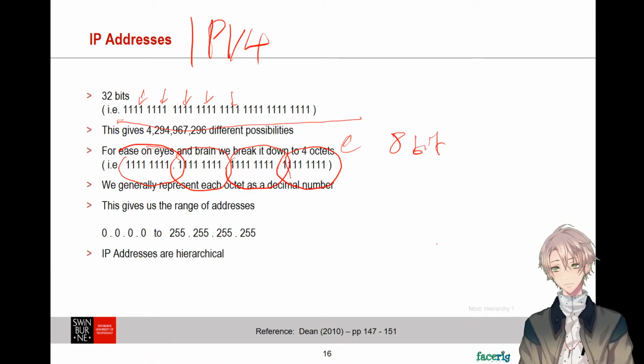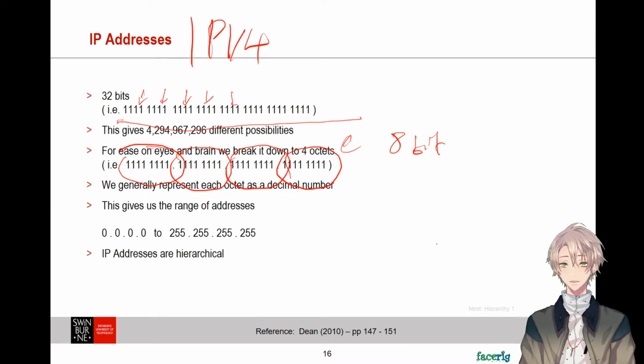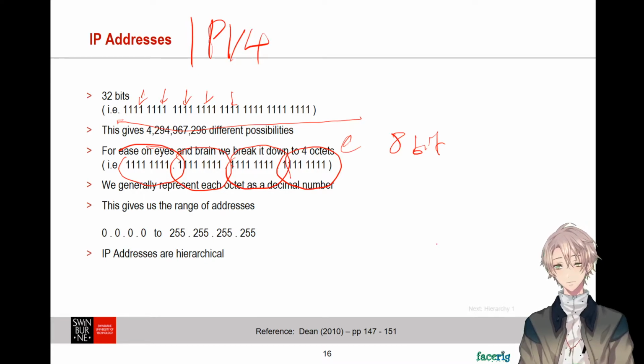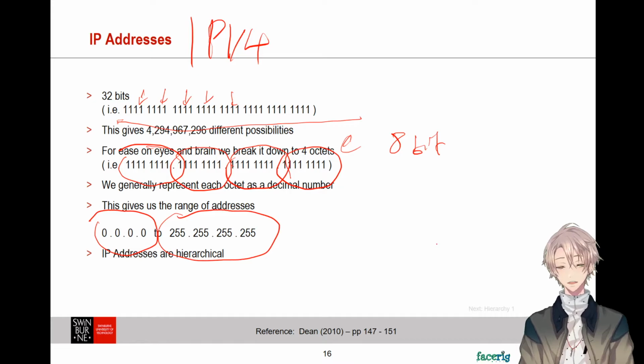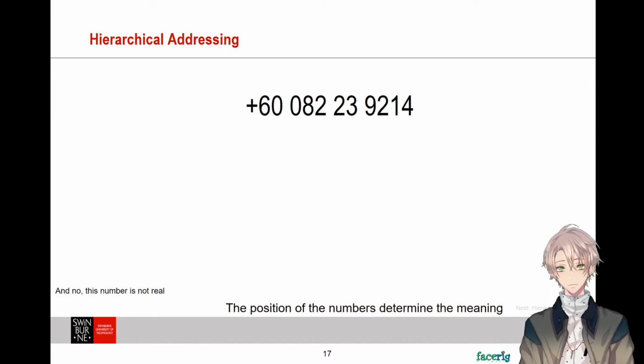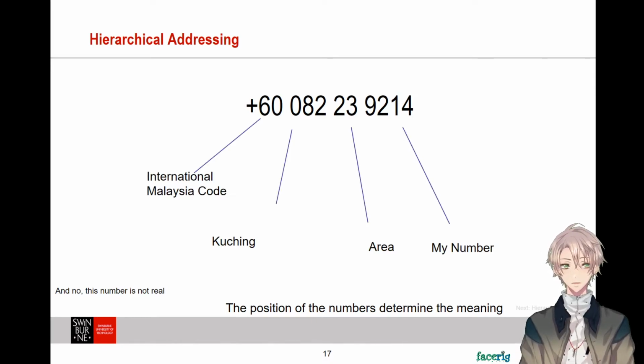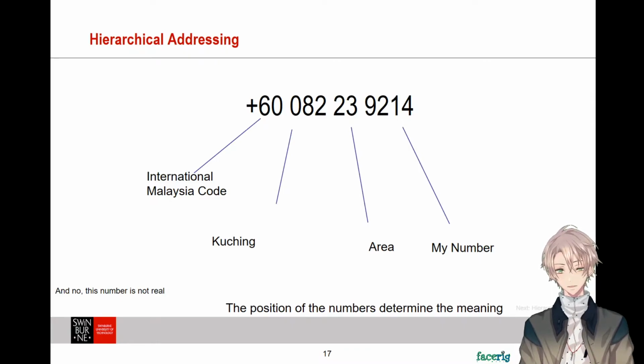We generally represent each octet as a decimal number. This gives us the range of addresses from 0.0.0.0 to 255.255.255.255. IP addresses are hierarchical. What does that mean? For example, this is a phone number. The +6 is the international code for Malaysia, 082 for Kuching, and so on. This is the format for a phone number in Kuching, for example.